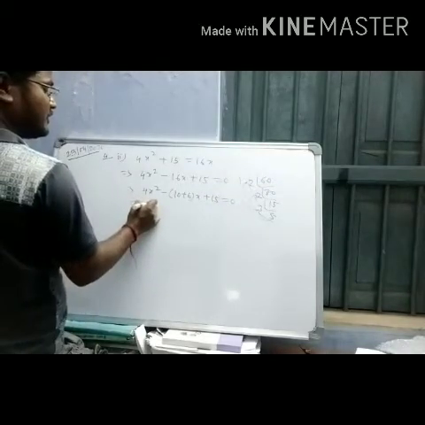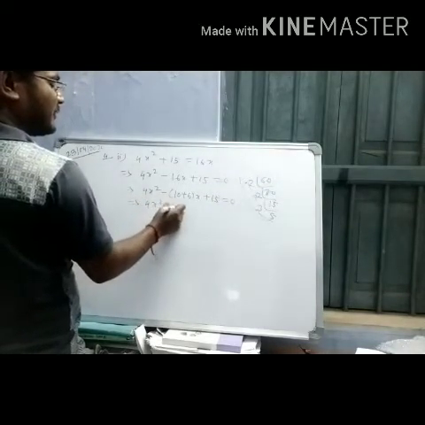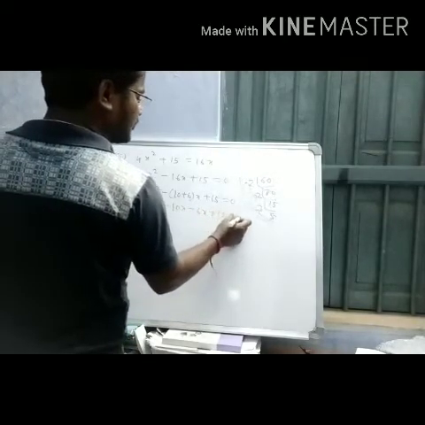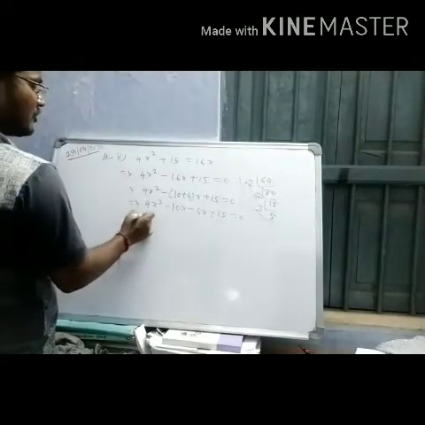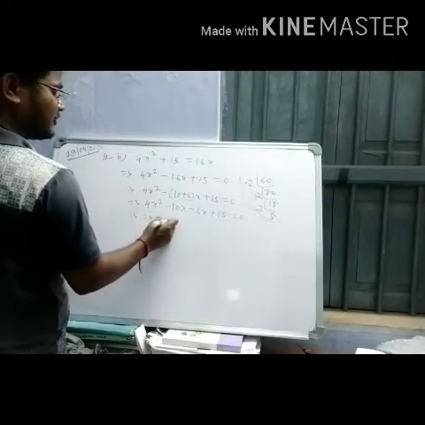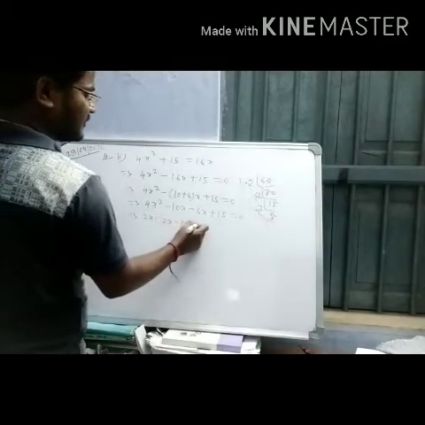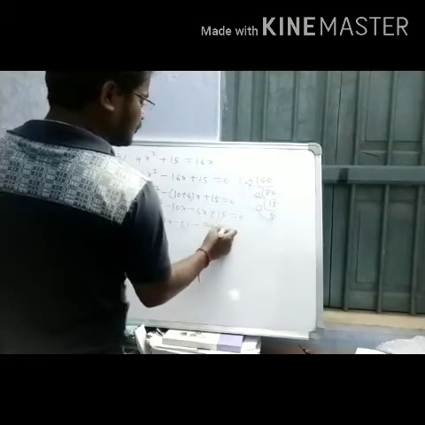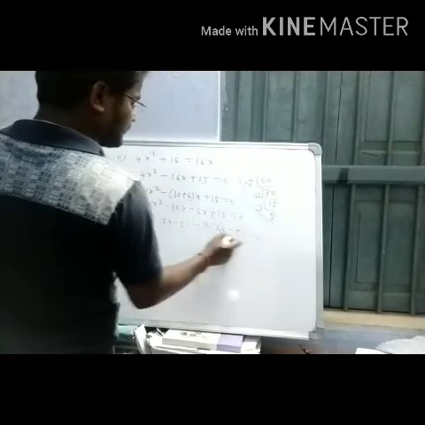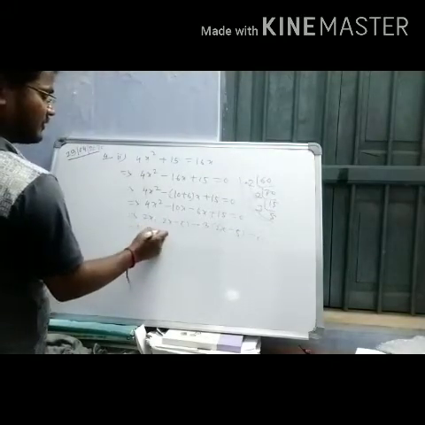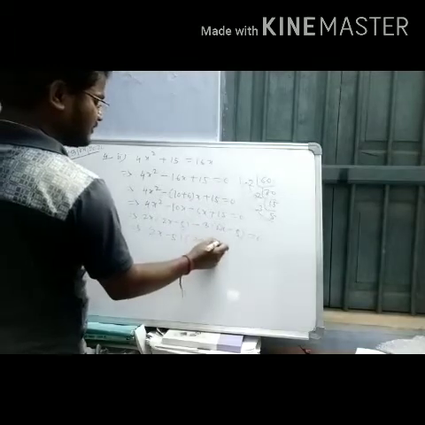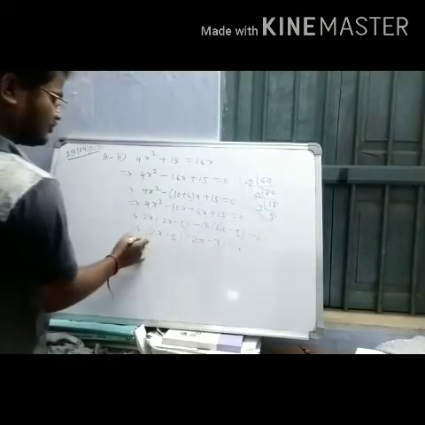You got 4x square minus 10x minus 6x plus 15 equals 0. Then 2x into 2x minus 5, minus 3 into 2x minus 5 equals 0. Then it equals 2x minus 5 and 2x minus 3 equals 0.